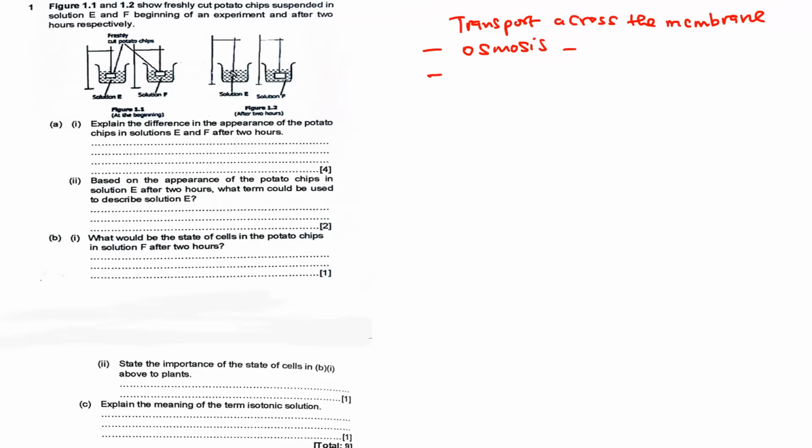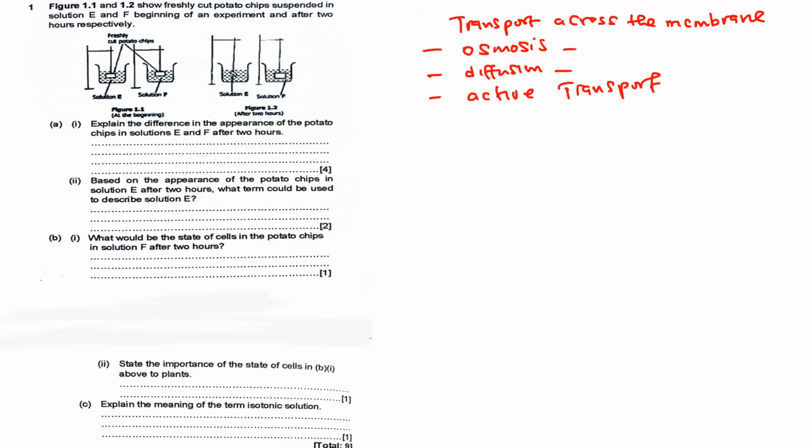The other one that we can talk of is diffusion, which is just the movement of particles from the region of higher concentration to a region of lower concentration. Then, of course, we can talk of active transport. Active transport has to do with the movement of materials against the concentration gradient.